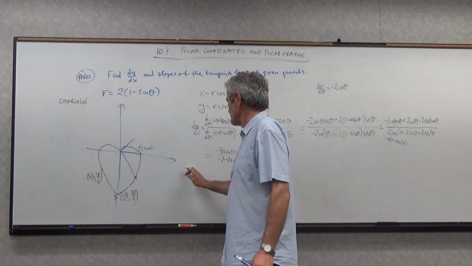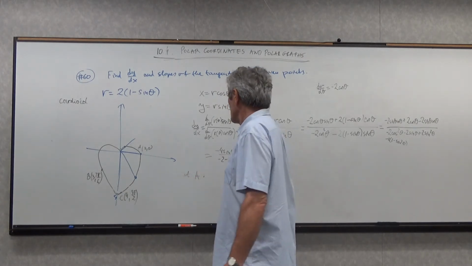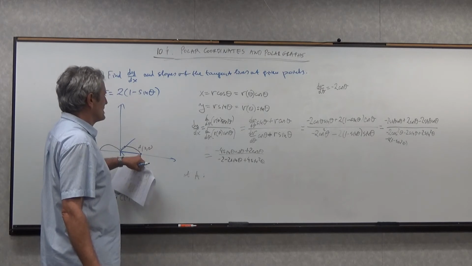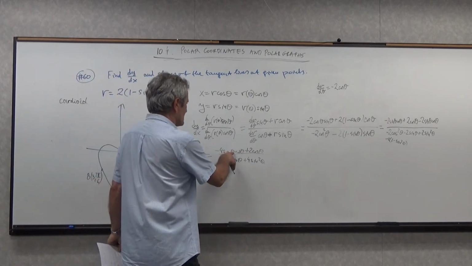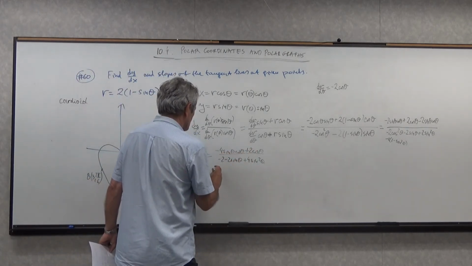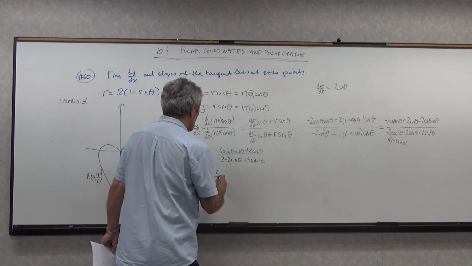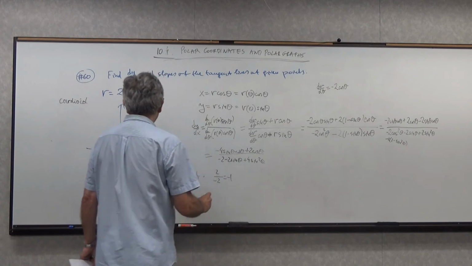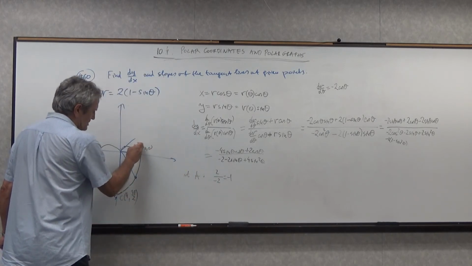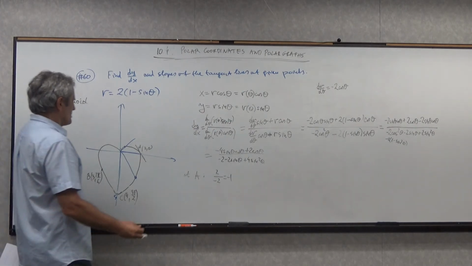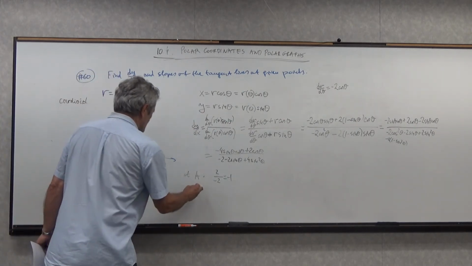All right, and then what we do, we just do the calculation. So at A, what would the slope be? How much is theta? Theta is 0. So sine theta is 0, so we get 2 over minus 2, so we get negative 1. So basically that's the slope. Makes sense.